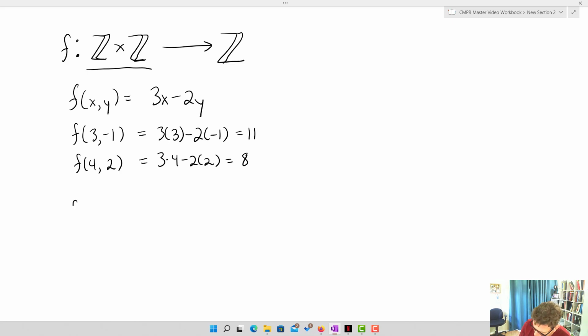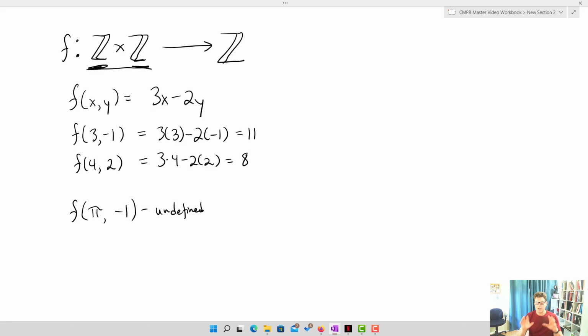Now let's take another example. We'll take f of pi and negative 1. Now again, notice that the Cartesian product here is Z cross Z. So since it's Z cross Z, what that tells me is that I cannot, in fact, plug in pi. So this is, again, undefined. It's not a member of our domain. We can't put it in. We can't plug it in.